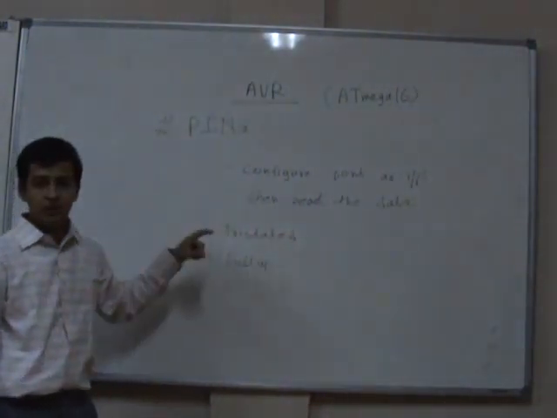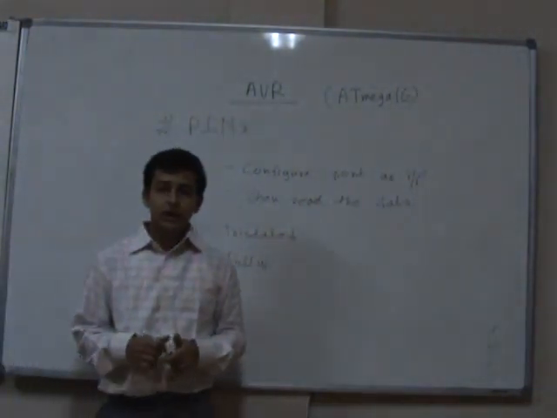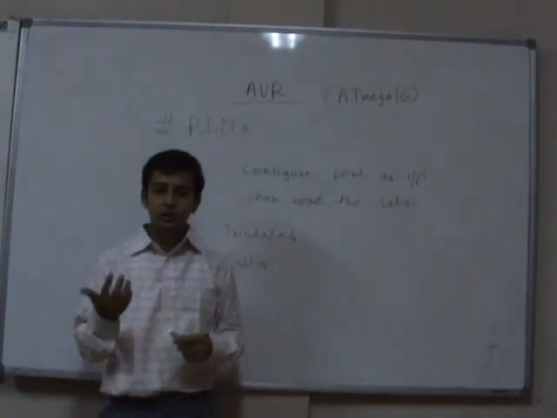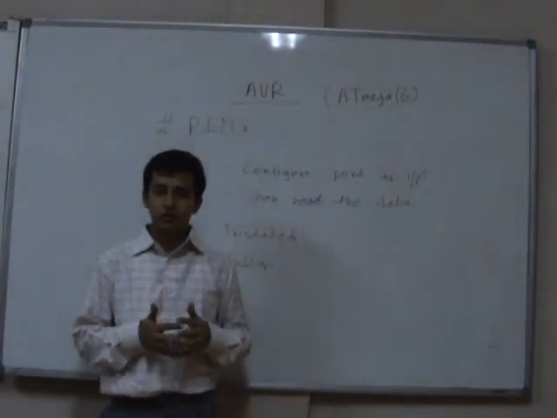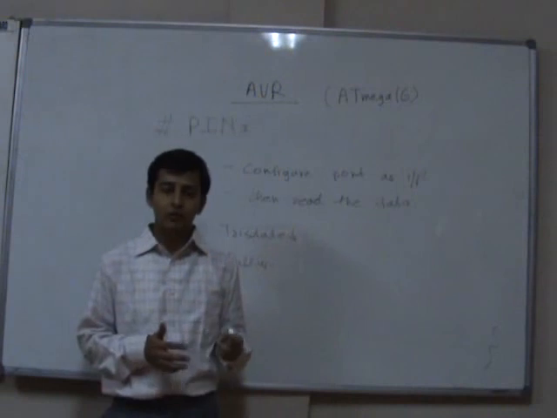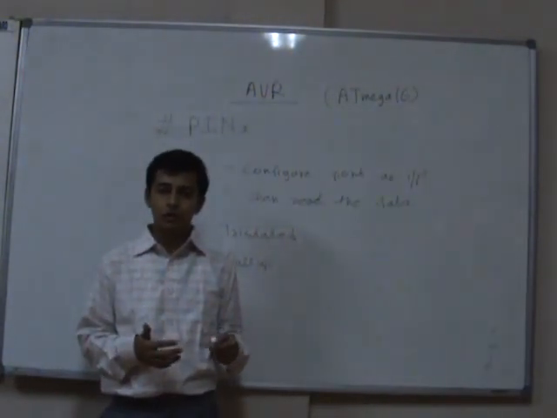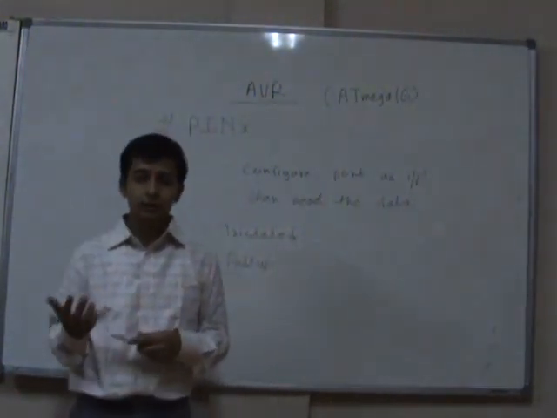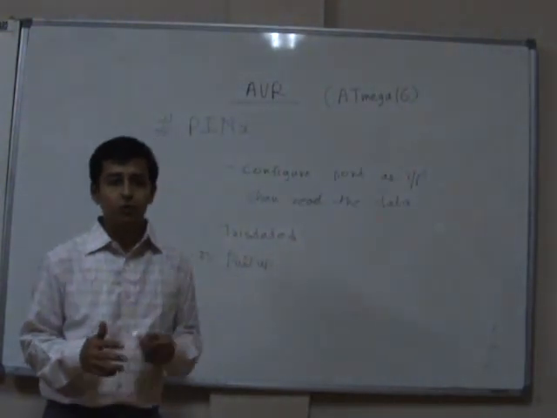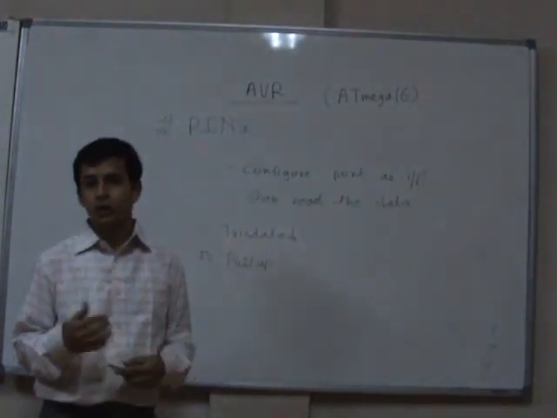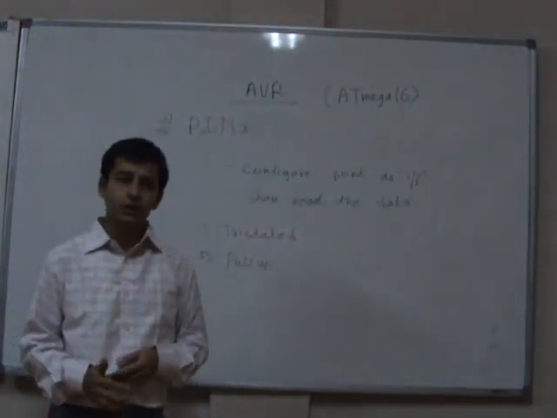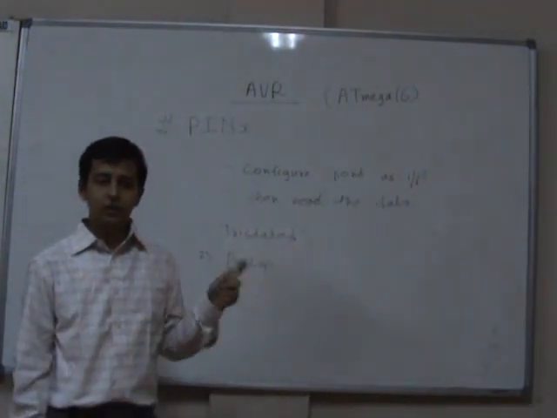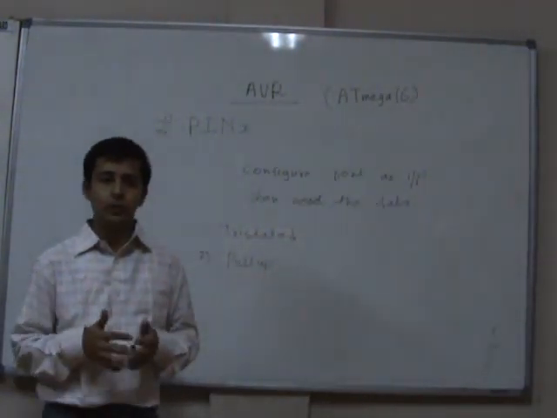So far we have seen two registers, DDR and PIN. DDR is used for configuring the data direction of the port, input or output. Whenever you set a particular bit in DDR to 0, that particular pin becomes input. Whenever you set a bit in DDR to 1, that particular pin becomes output. The PIN register is actually used to read the values on the port pins.